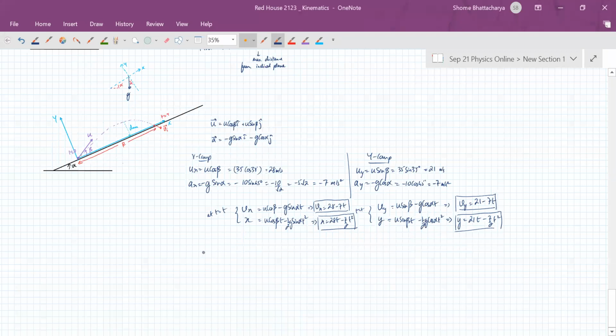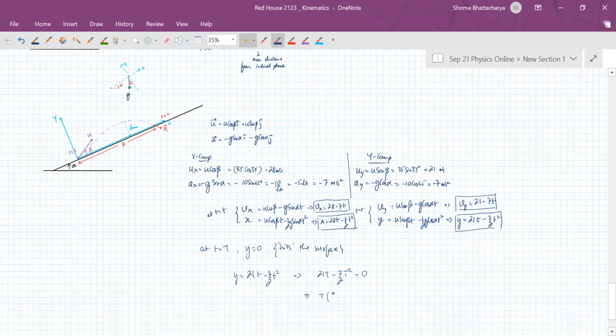Okay. So first of all, you can see from the diagram that at time capital T, the y coordinate should be 0 because it hits the surface, and the surface is our x-axis. We've just seen that y as a function of time is this much. So 21T minus 7/2 t square should be 0.